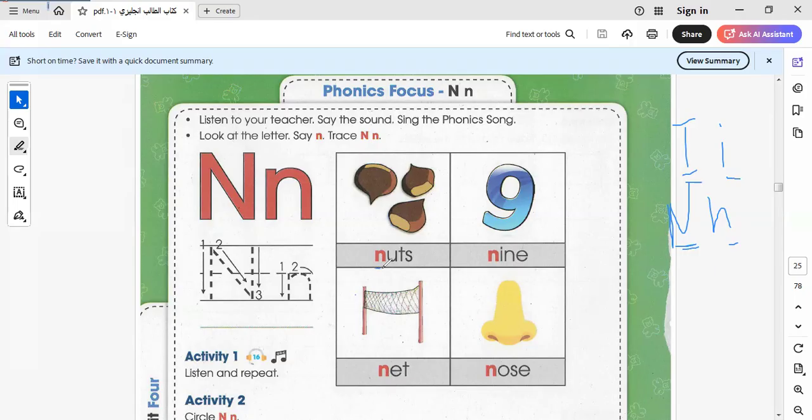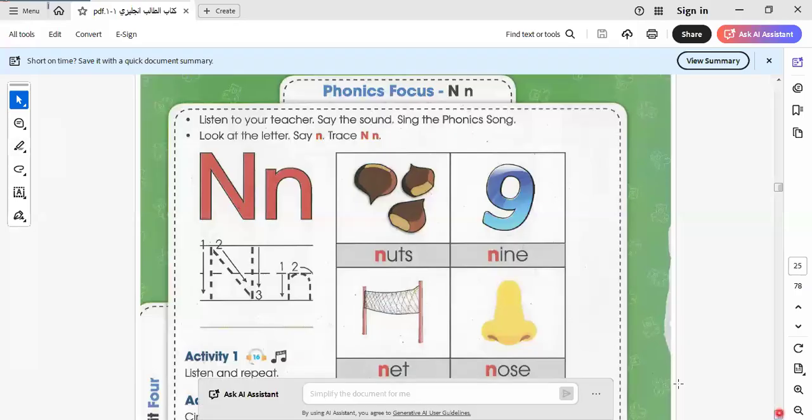Like here we have nuts. We have here nuts, nine, net, and nose. These are the words related to letter N. Okay, we know letter I, and we know ink, in, igloo, iguana. These are the words related to letter I. So today we learn letter I and we learn also letter N. Let's continue the rest of our unit today.